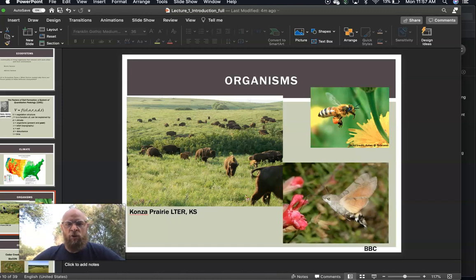Let's talk about the O, organisms, what organisms are present. So here's just a few examples. On the left is a picture of some grazers that are present on the landscape. If those grazers would be removed, we would have a different set of plant species that might occur on that landscape. Similar with pollinators, some plants are reliant on very specific pollinators, and if those pollinators are not present, those plants are not present.